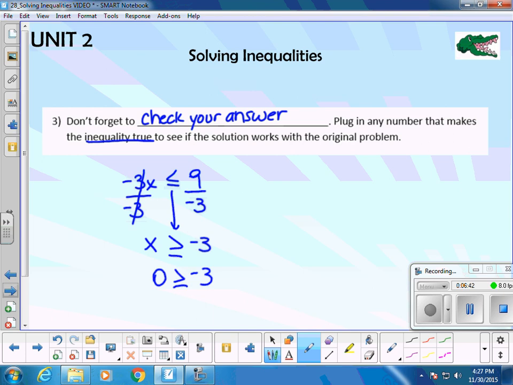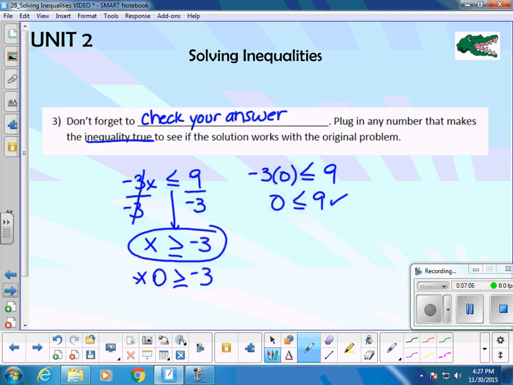So I can plug it into my original equation for x and then see if it works. 3 times anything times 0 is just 0, multiplicative property of 0. So then it's asking, is 0 less than 9? Yeah, 0 is less than 9. So my answer works. So you have to know, this is my actual solution, but you have to be able to plug in something that makes it true to check your answer. That's what we're saying here for the check step.